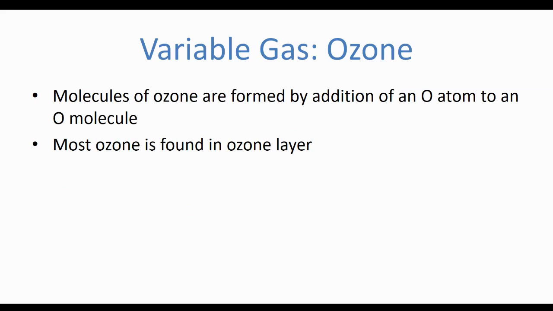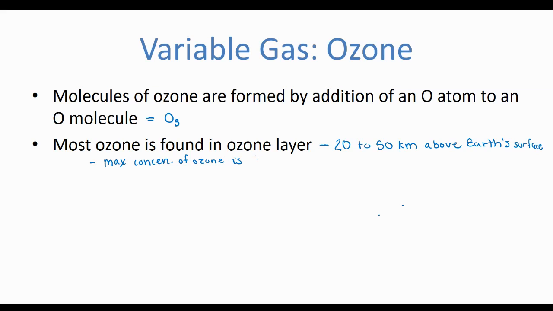Our next gas is ozone. So ozone is going to be formed by the addition of an oxygen atom to an oxygen molecule. So that makes the molecule O3, which is ozone. Most ozone is found in the ozone layer, but we do have some ozone on the surface closer to us. And the ozone layer is about 20 to 50 kilometers above Earth's surface. And the max concentration of ozone is 9.8 times 10 to the 12 molecules per cubic centimeter.